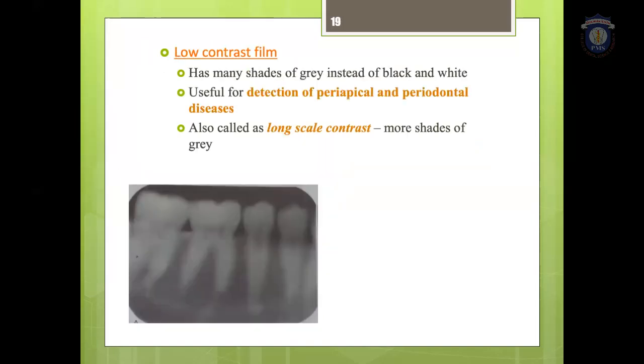Low contrast film. It has many shades of gray instead of black and white areas. They are useful for detection of periapical and periodontal diseases, also called long scale contrast because there will be less white and black areas and there will be more shades of gray.